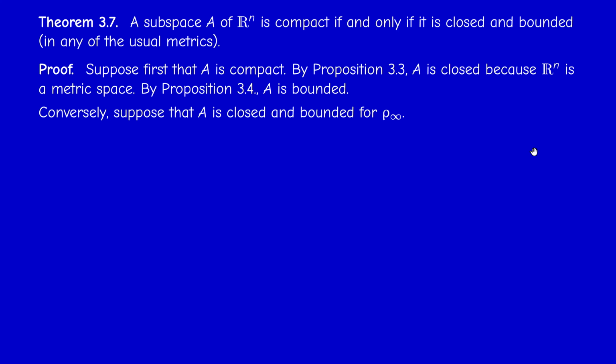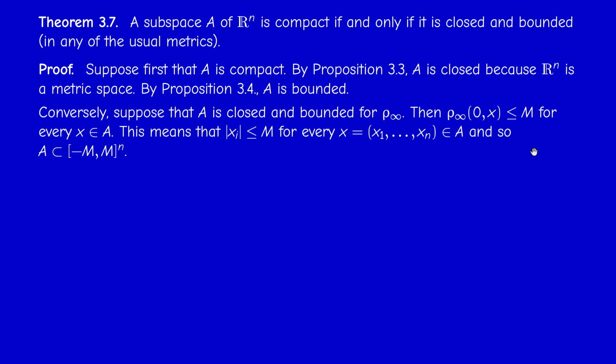So suppose that A is closed and bounded, let us say for ρ∞. So this means that A is contained in the closed ball of center 0 and radius m. So the distance between 0 and x, the square distance, is less or equal than m. But what does it mean that ρ∞ of (0, x) is less than m? It means that the maximum of the |xi| is less or equal than m. So each component of x is less or equal than m, which means that xi is between minus m and capital M. So A is contained in the square [−m, m] to the power n.